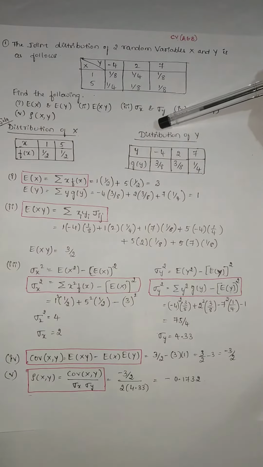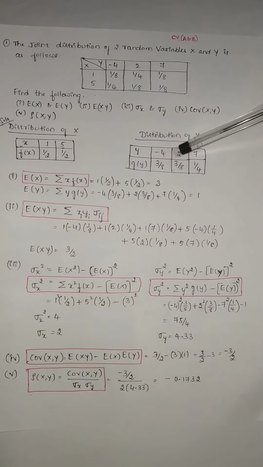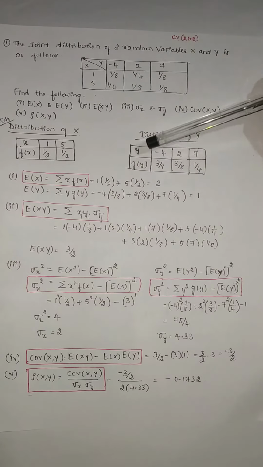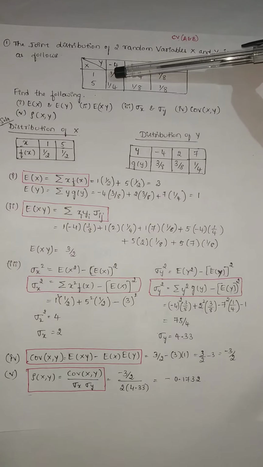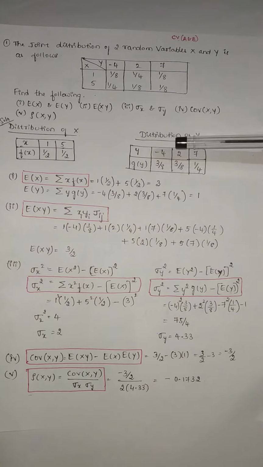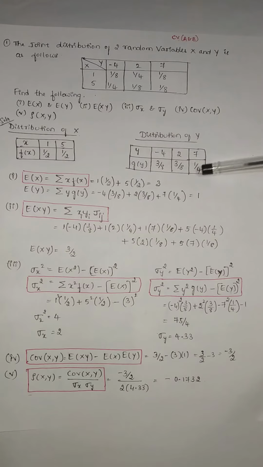In the same way, you need to write the distribution of y. In the first row you write the values of y, -4, 2, 7, and in the second row you write g of y. G of y is adding the column values, that is 1/8 plus 1/4, nothing but 3/8. In the next box you write the addition of 1/4 and 1/8, that is again 3/8. And in the next box you write the addition of 1/8 and 1/8, so it will be 2 times 1/8, nothing but 1/4.